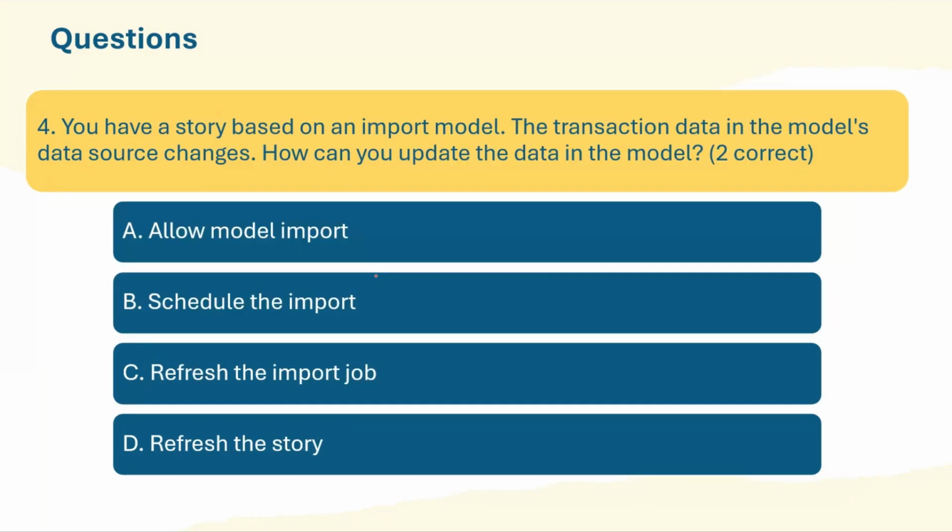Next question is, you have a story based on an import model. The transaction data in the model's data source changes. How can you update the data in the model? There are two correct answers. You can schedule an import, and based on the frequency, the data will get updated based on the update setting. So this is one of the answers. Or you can also refresh the import job. If an import job is already configured, you can simply refresh it manually and it will update the data. So these two options are correct.